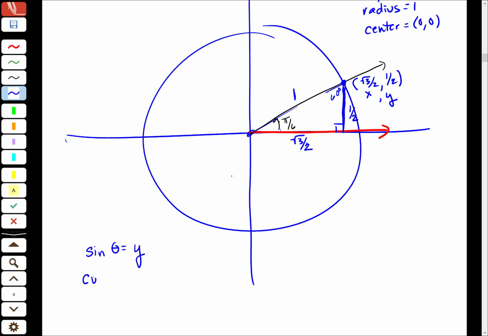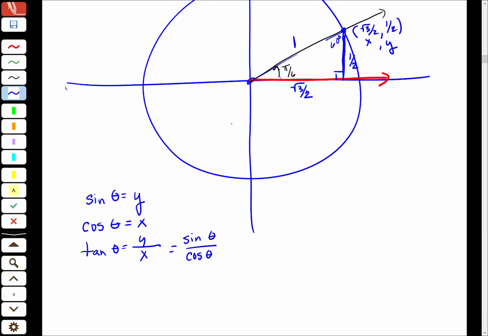It means on the unit circle, cosine theta is just x. And tan theta is just y over x, or really sine over cosine. Okay. So we have these, I'm going to move this up maybe to this other side, but we have these definitions. Is this okay?